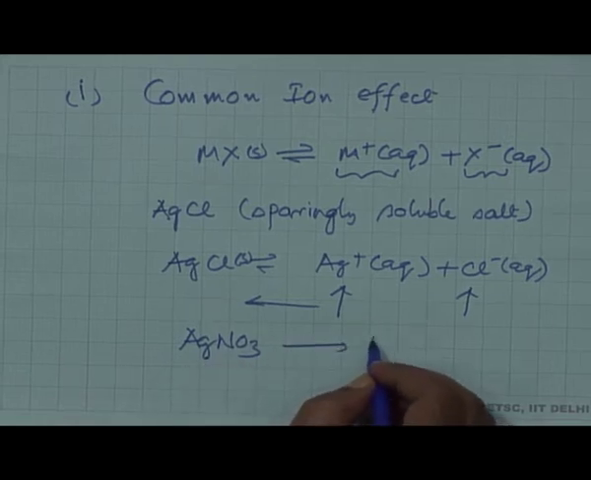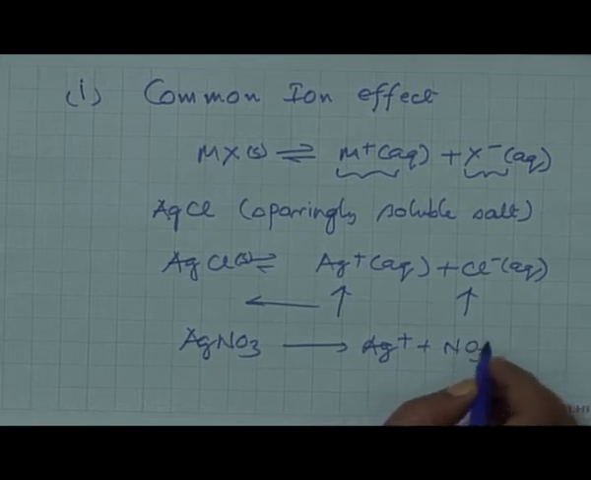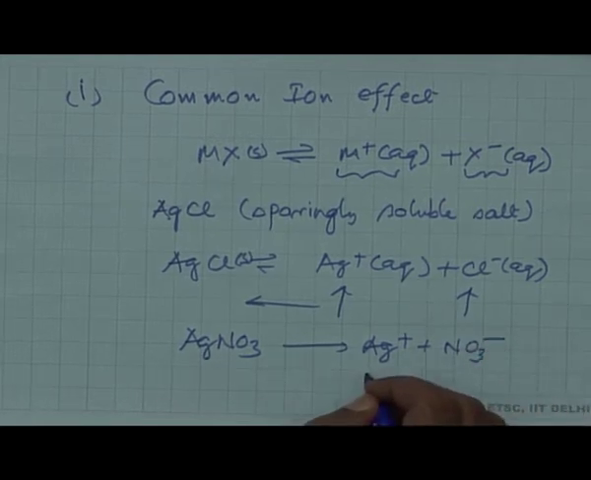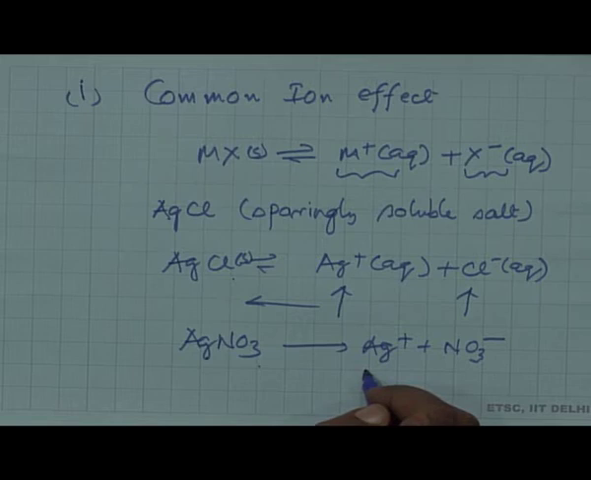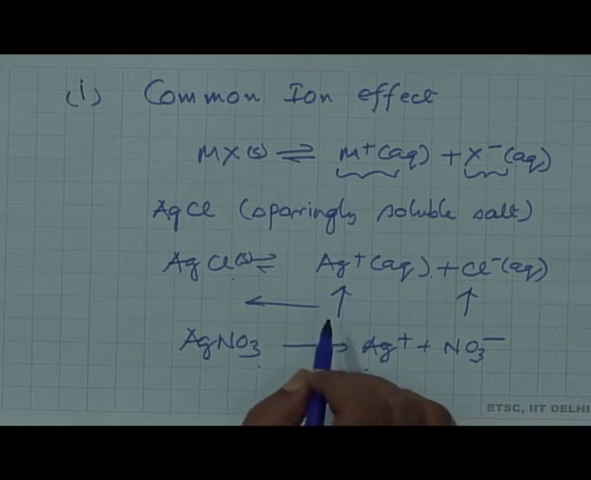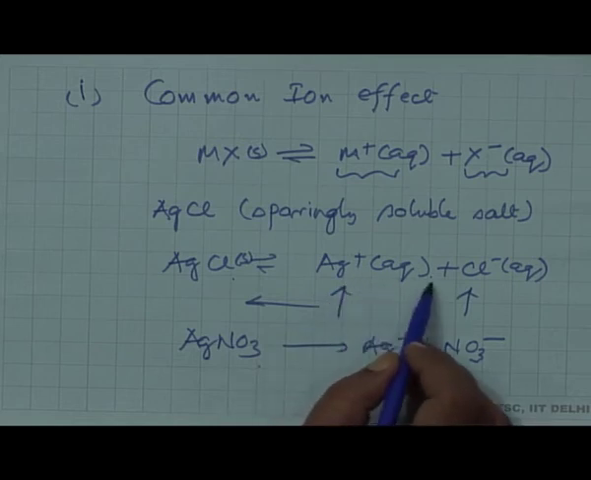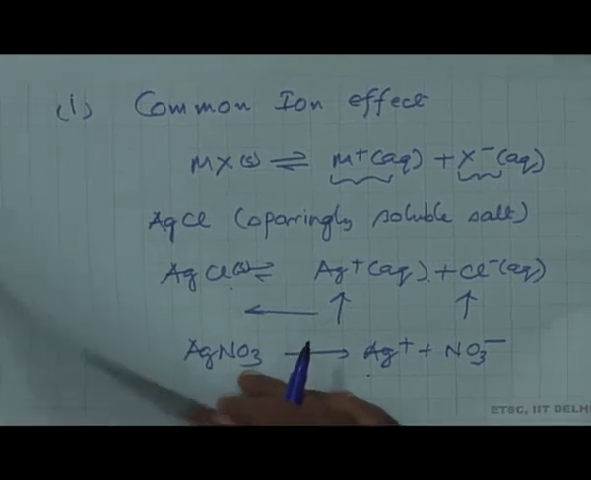So, for example, if I add AgNO3, this is a soluble salt. When I put it into water, this gives you Ag plus plus NO3 minus. So, if you have AgCl and if you add AgNO3, AgNO3 will give silver plus ion, and this will show effect on this equilibria, and the solubility of AgCl will decrease. So, let us see one question.